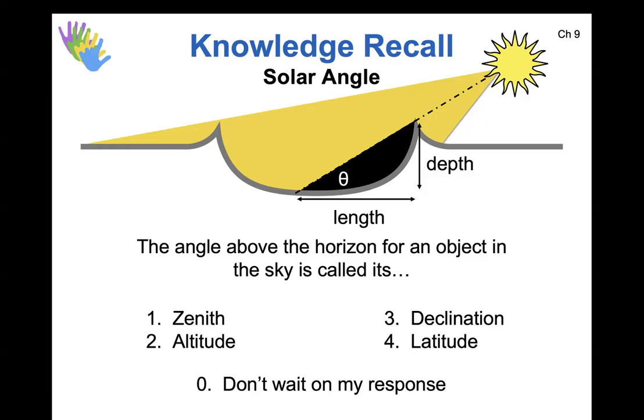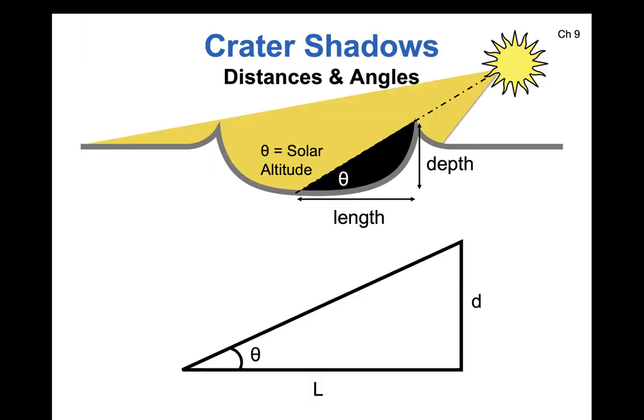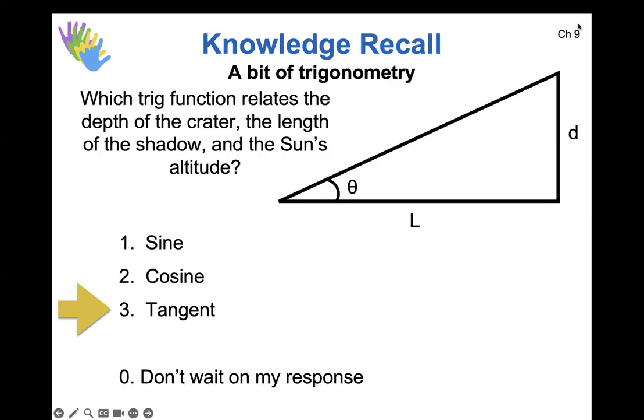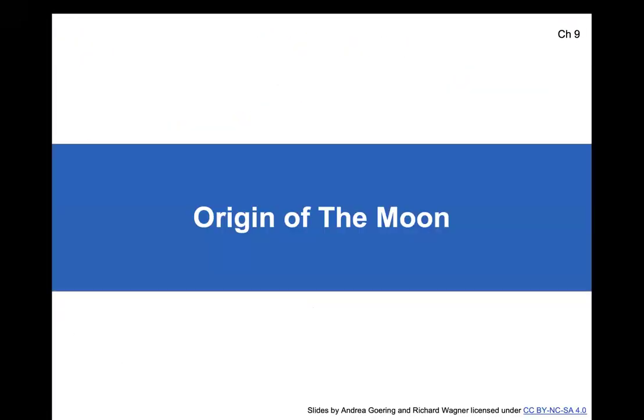So the angle above the horizon for an object in the sky is called, well, its altitude, right? So hopefully you remember that back from chapter 3 or 4. All right. And which function? You're not responsible for this, but it would be the tangent because it'd be opposite over adjacent. All right, so on to the origin of the moon.